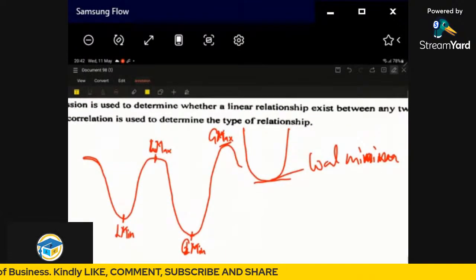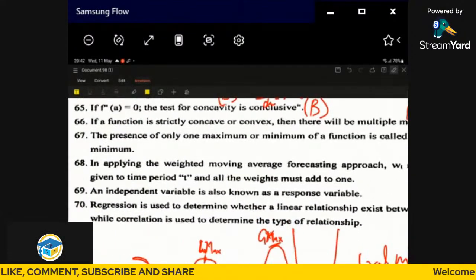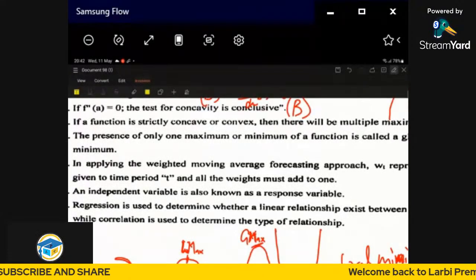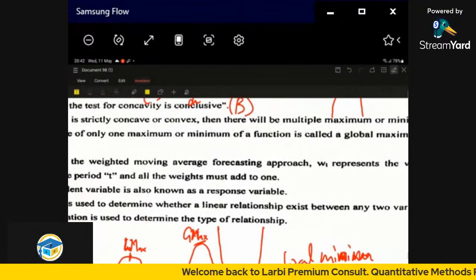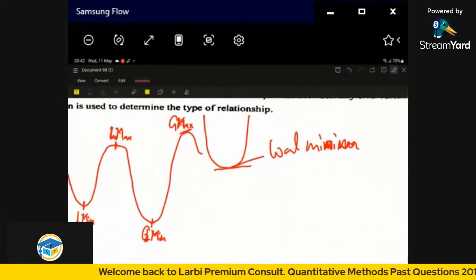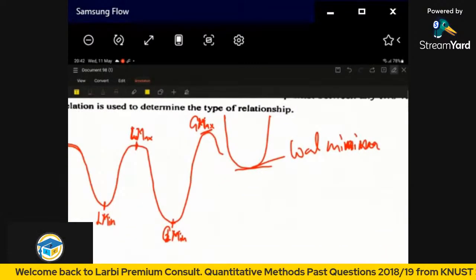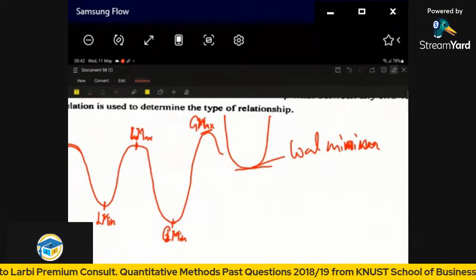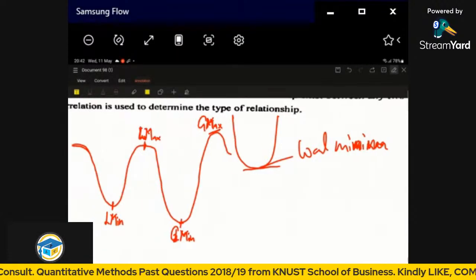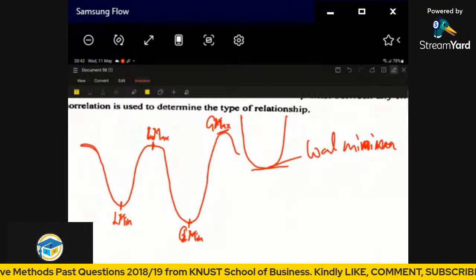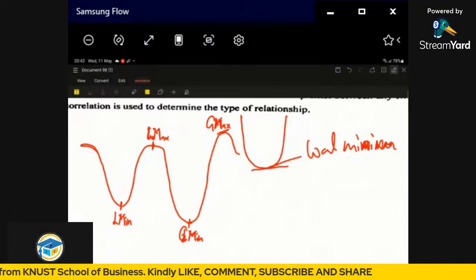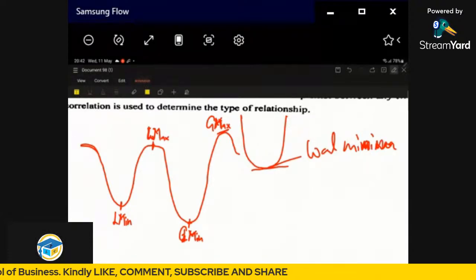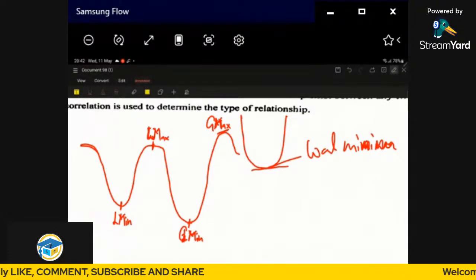But the question is saying that if a function is strictly concave or convex, then there will be multiple maxima or minima, and that is false. Because if a function is like what you see as a local minimum function here, do you have any other point that we can determine as a global maxima or global minimum? No, you have just one turning point here, and at this point we can finally say that it is false. We won't have any multiple.